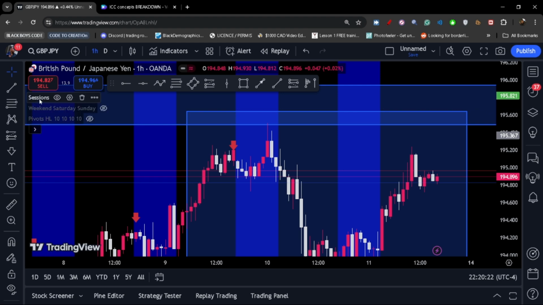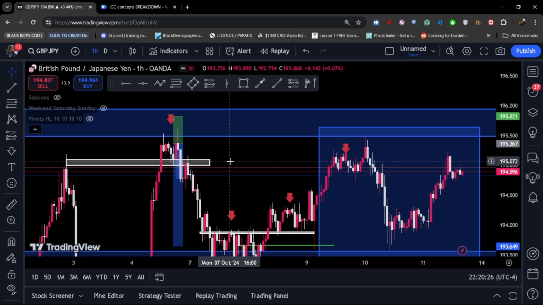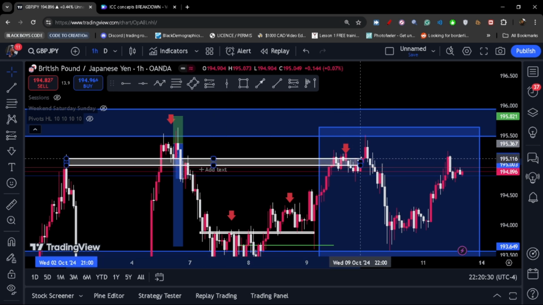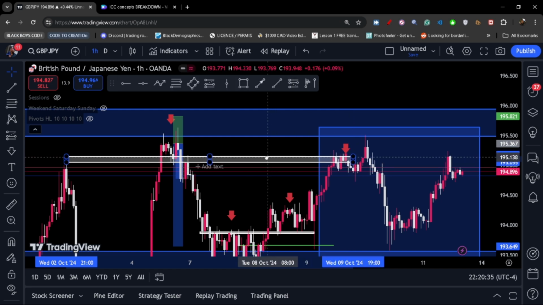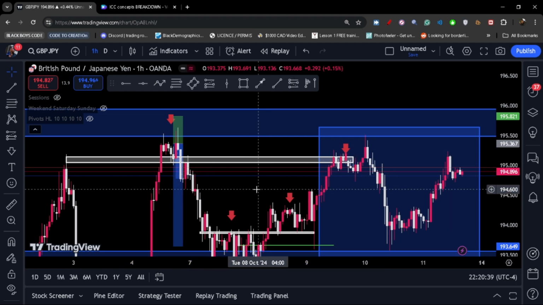Now with this session, guys, remember there was an actual area of interest right here, right? So boom, we'll mark it like this, extend it to the top right here, or something like this, boom. This is basically what we would have done, right?